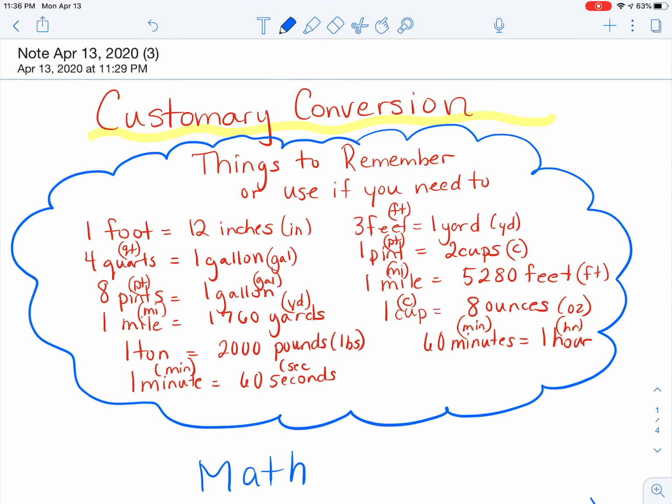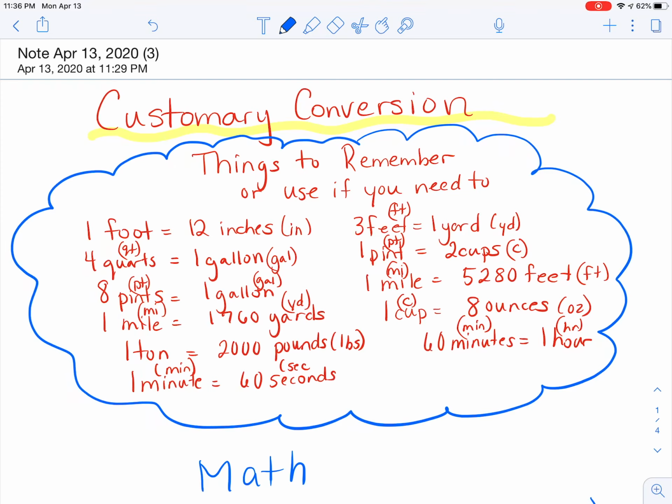Right, today we're going to talk a little bit about customary conversion. A lot of this you're going to remember, some of this you might not know the numbers to. You can always have this out to refer to. I'm not asking that you memorize all of this. If there are things you don't know, you may want to write them down on a sheet of paper to use when you're doing your conversions. But I'm going to go over this.